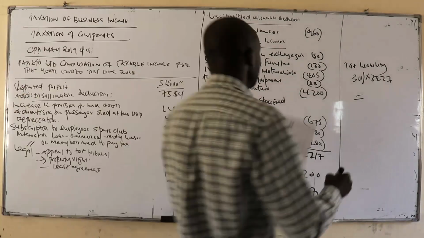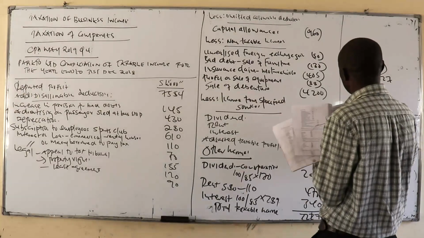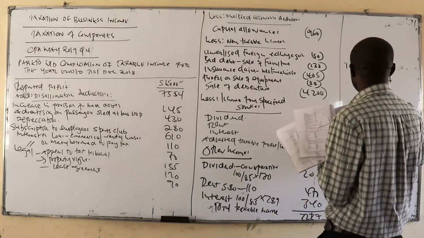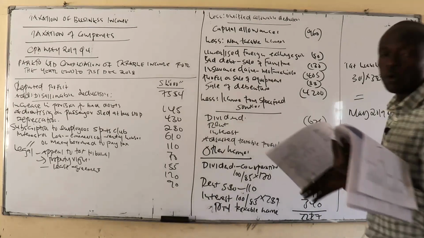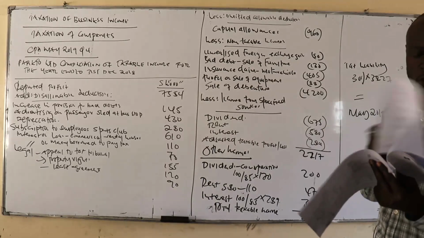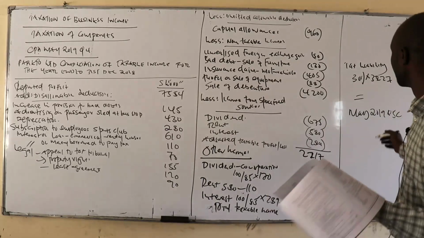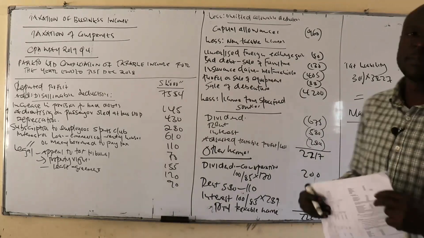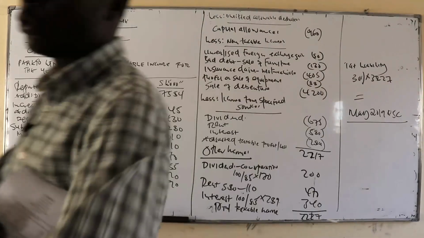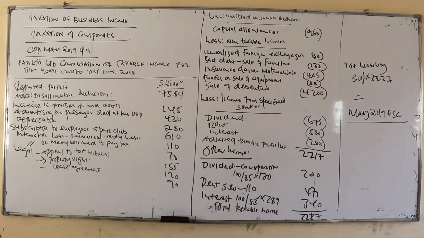May 2019, question number 5C. So tomorrow we shall be doing more questions on companies. So before I give you more assignments, attempt this one. May 2019, question number 5C. Tunaelewana? Tutaniletea hiyo.